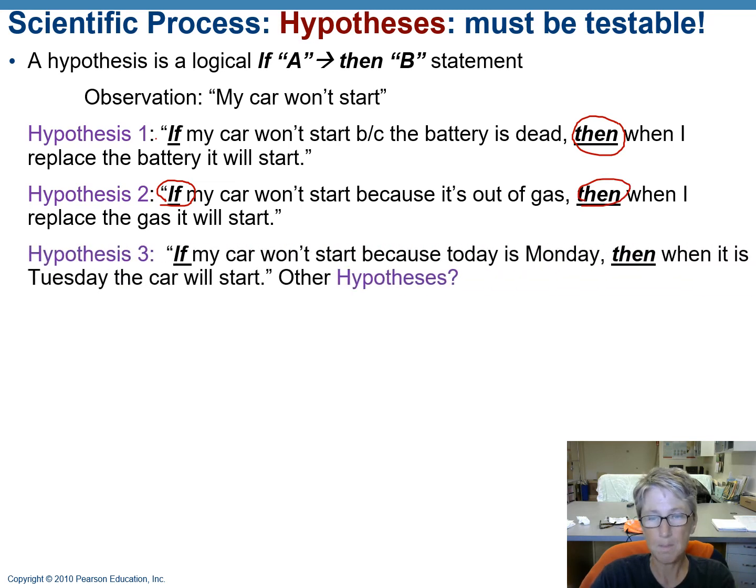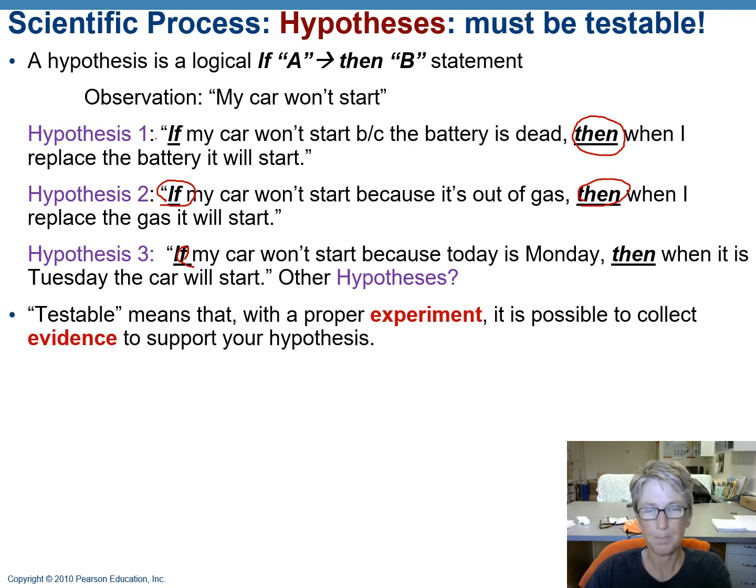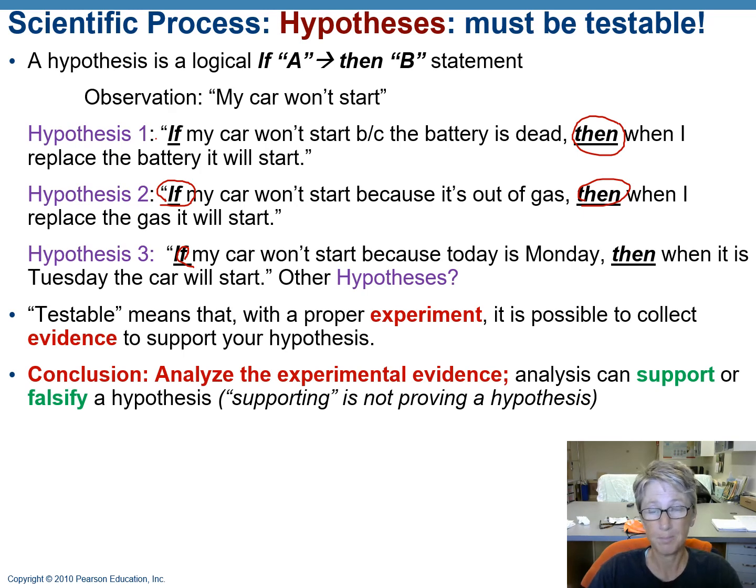You can test it. If my car won't start because today is Monday, then when it is Tuesday, the car will start. Okay, that's not the best hypothesis, but it is testable, so it's a hypothesis. It's weak. Testable means that if you do a proper experiment, you can collect evidence to support your hypothesis. And then you just want to analyze the evidence, and you can say your hypothesis is true or false. And then off you go.